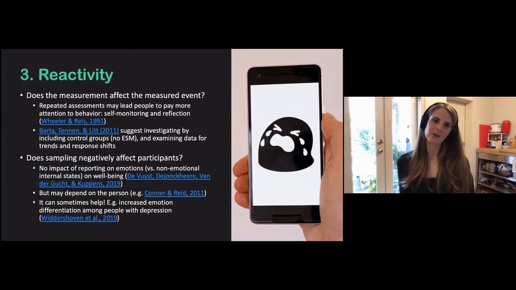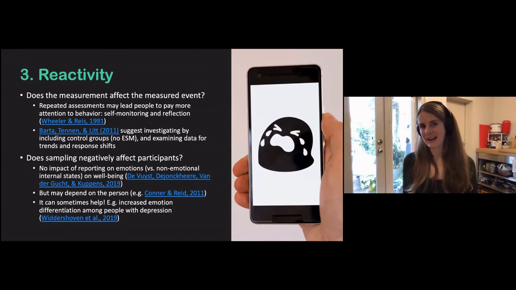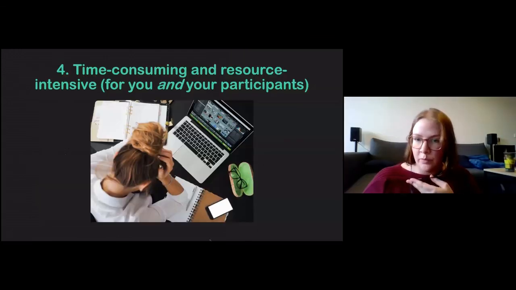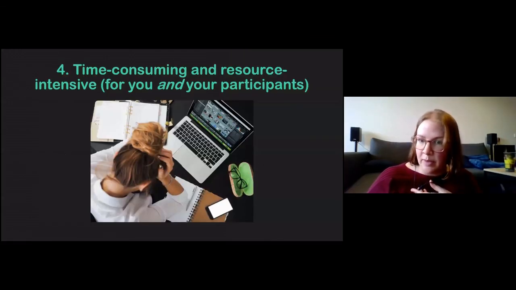But in general, there's no silver bullet for reactivity. And so I'd suggest having a big think about your constructs and your sample and making sure that you've done the best that you can, and then doing what Barta and colleagues suggest and really investigating your data at the end of things. One question that just came through in the chat that I think might be relevant.